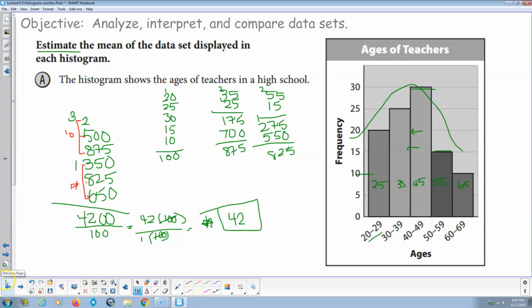Okay, that was fun. Just totally dug that. That was sarcasm, in case you didn't pick up on it. But there you go. All that work for just an estimate.